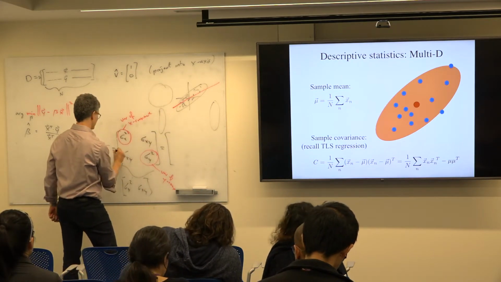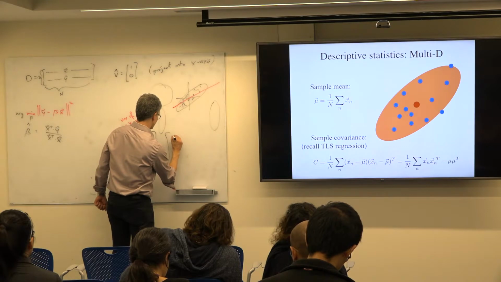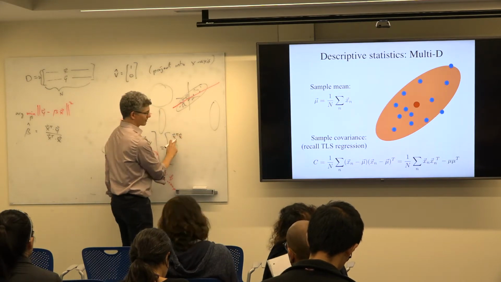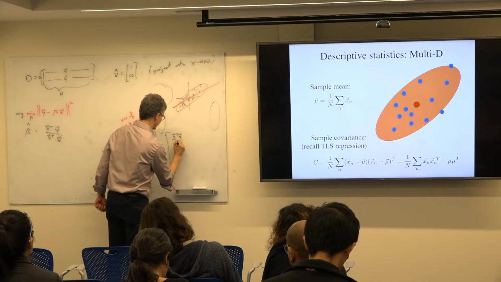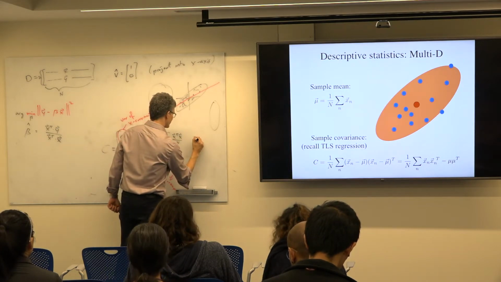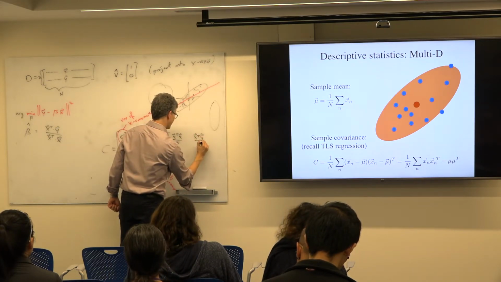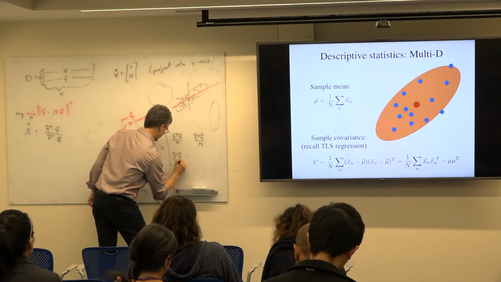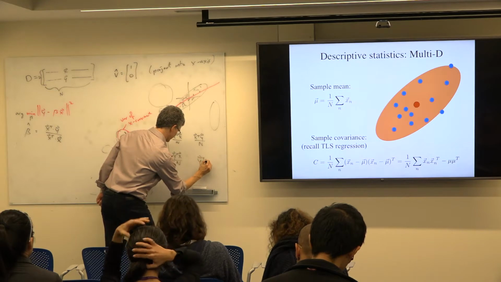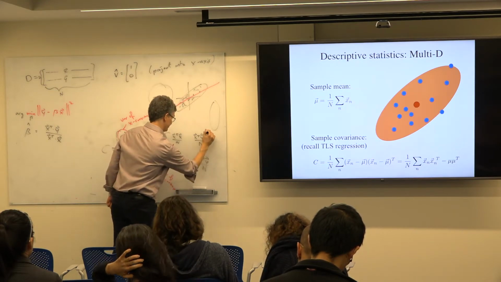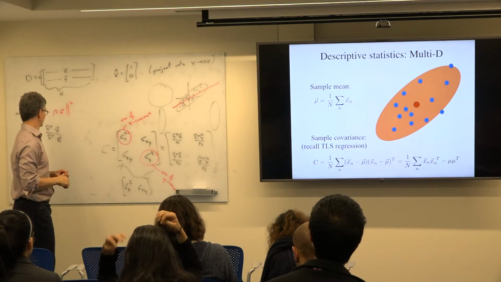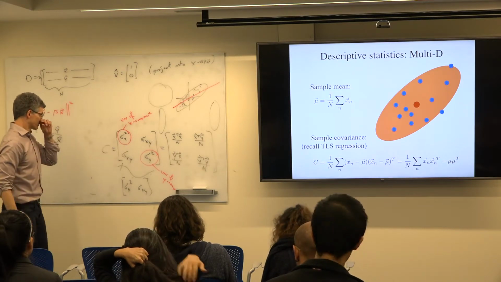This is C. This was x. I'm going to write it as x transpose x. It's actually the length of x squared divided by n. This is x transpose y divided by n. This is y transpose x divided by n, and this is y transpose y divided by n. All assuming mean-centered. Yes, assuming mean-centered. We already subtracted off the mean.